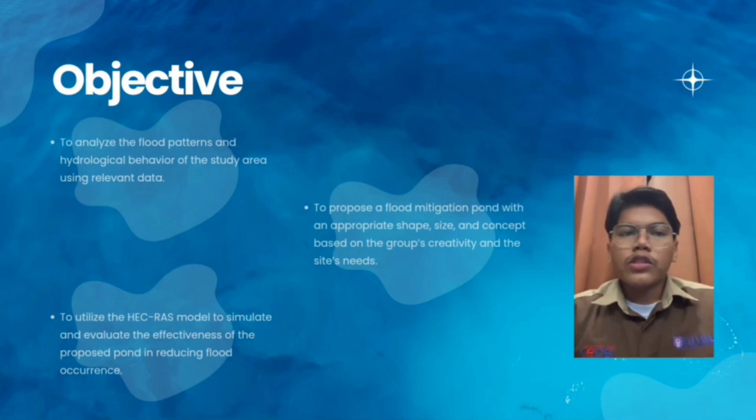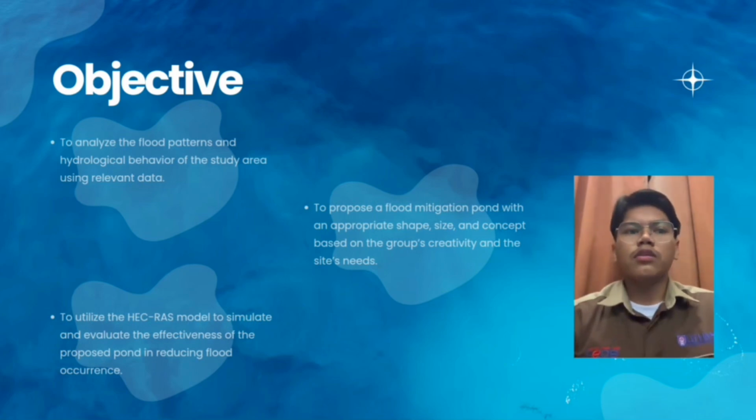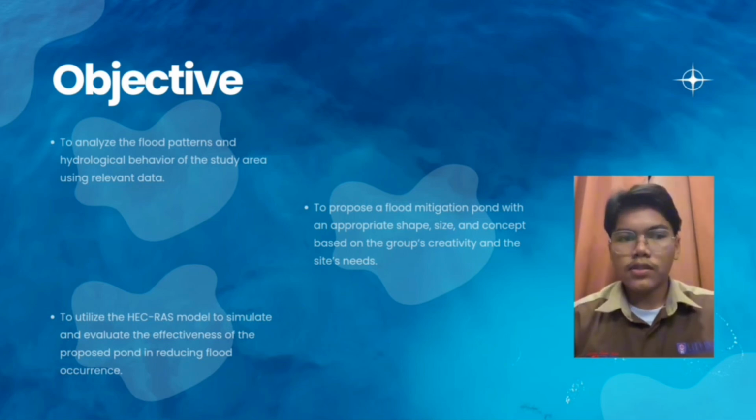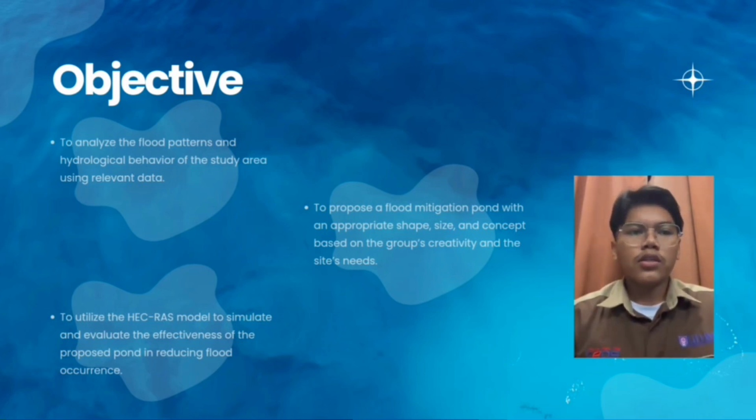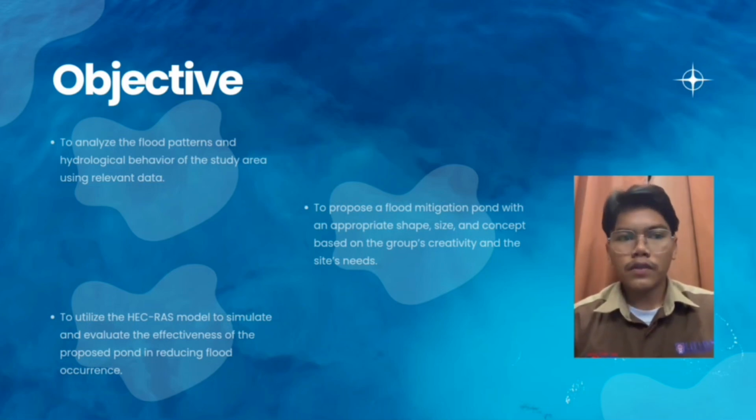The objectives we get from the project are, first, to analyze the flood patterns and hydrological behavior of the study area using relevant data. Second, to propose a flood mitigation pond with an appropriate shape, size and concept based on the group's creativity and the site's needs. Last, to utilize the hydrologic model to simulate and evaluate the effectiveness of the proposed pond in reducing flood occurrence.